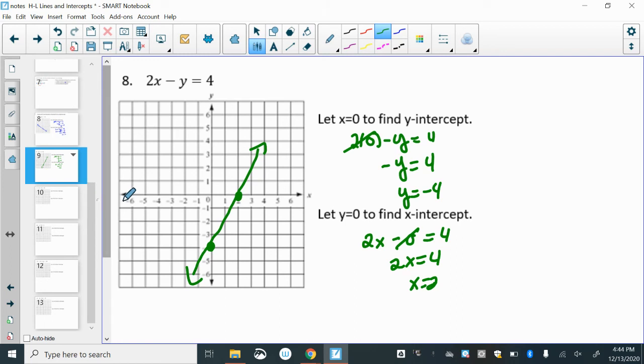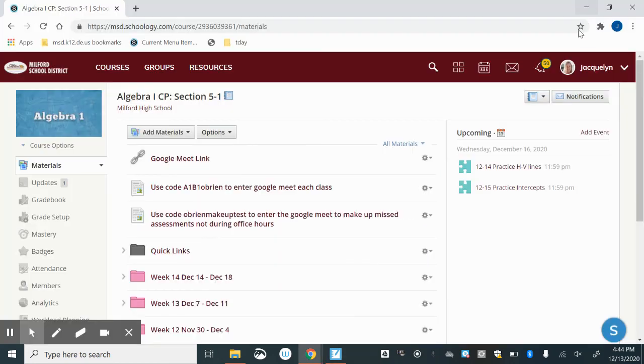All right, guys, there are four examples for you to try. The answer key is in Schoology. Please check. As always, ask any questions if you have any.